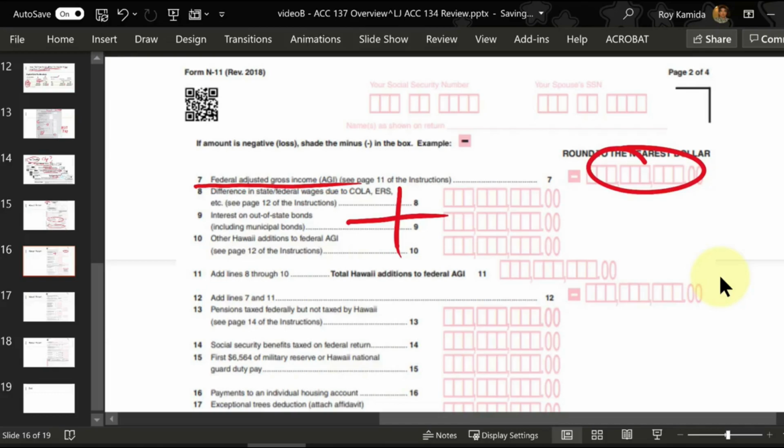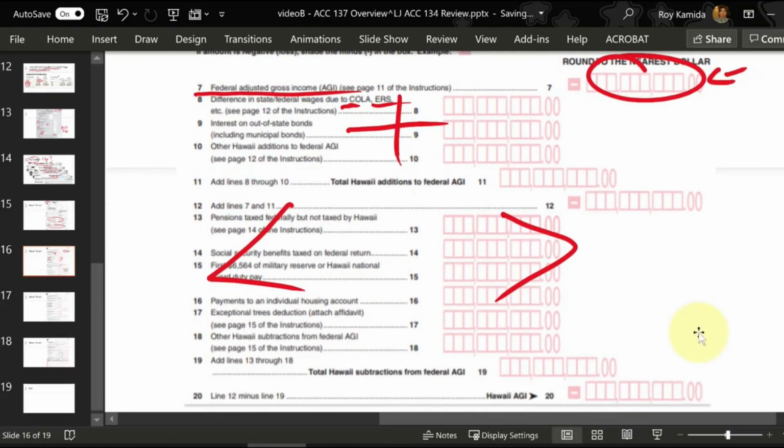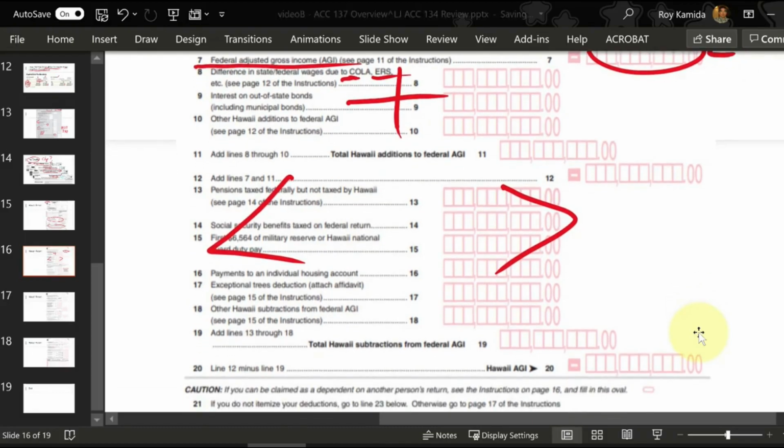Some of them are kind of common, yeah? If you know a federal civil service worker, they may have COLA. Or if you have a state or county employee, they may have employee retirement system withholdings. And then we may subtract out income that is not subject to Hawaii tax. It's already in here on the federal, but not subject to Hawaii, so we're going to subtract it out. Stuff like maybe pension income that's employer funded or Social Security income. And the end result is to get a Hawaii AGI.